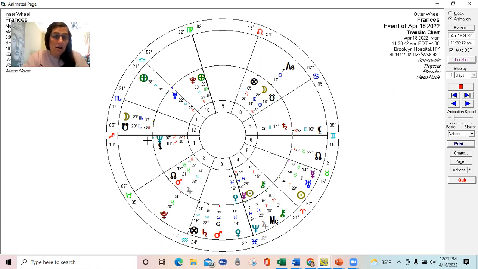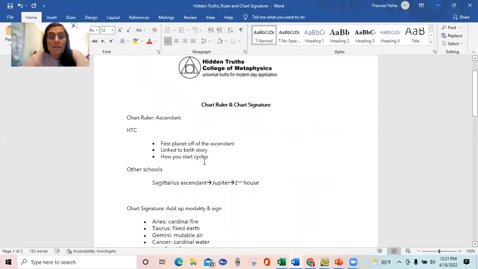Now, Pluto is a planet that doesn't often have transits in someone's chart, and they're activated. So there might not be as many transitions in life, but when they do have transitions, they're massive transitions. So depending on the chart ruler and how quickly in your speed of the planet sheet they have something can tell you. But it's whatever's right off of the ascendant, because that's going to dictate the birth story and how they start cycles.